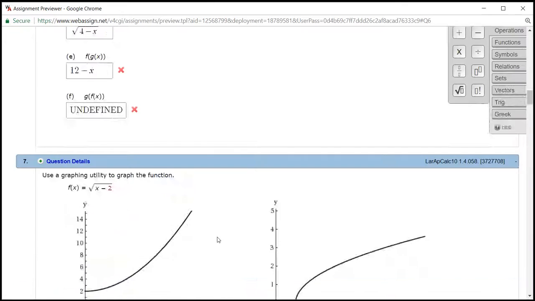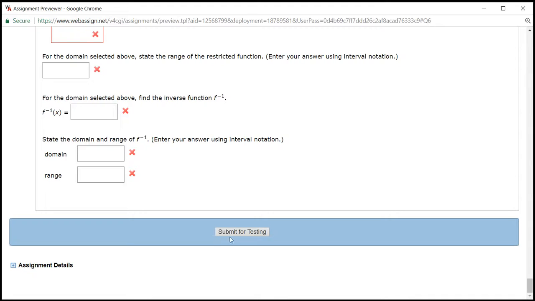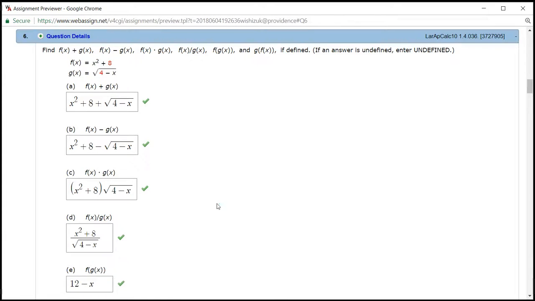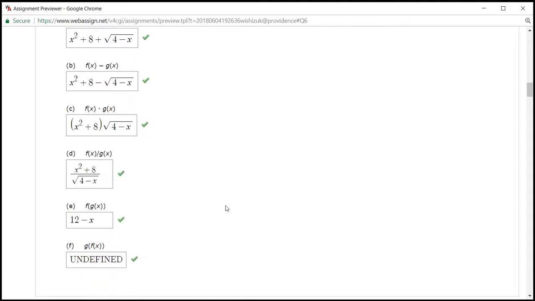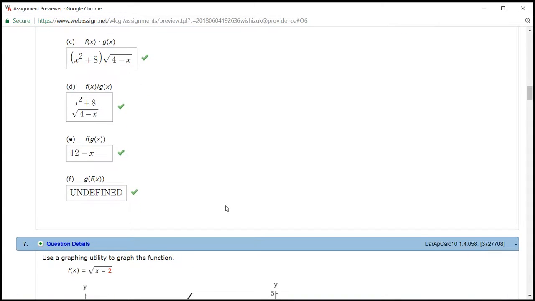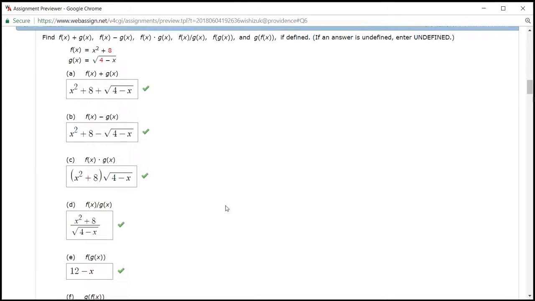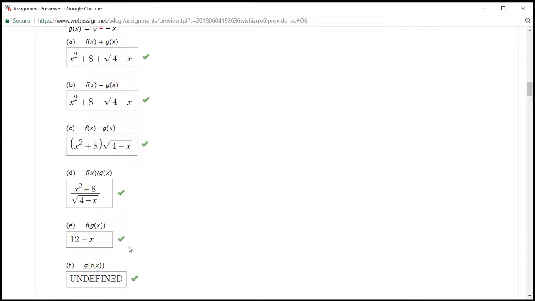All right, so let's check the answer. Submit for testing. It came back and looks like we got part A, B, C, D, E, F, all parts correctly. All right, that's it. I hope that this was clear.